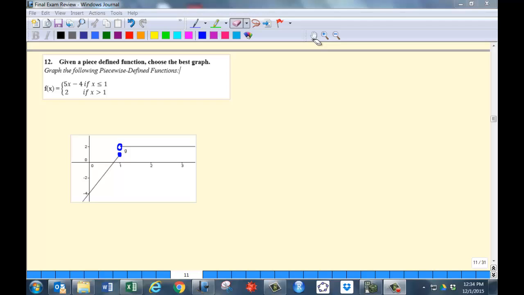Okay, so this is going to be the rest of the questions that we did not get to. So here we have a piecewise defined function, and again, you just want to graph this first piece, 5x minus 4 for x less than or equal to 1, closed circle, which will be this line, and then y equals 2, which is a straight line, y equals 2 for x greater than 1. So open circle here. All right.